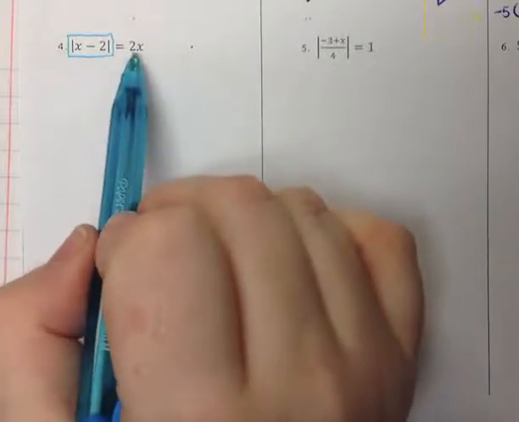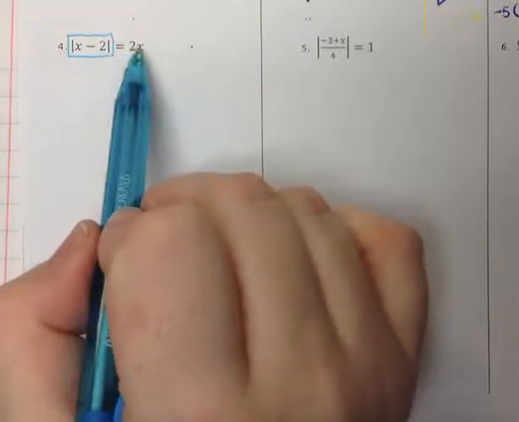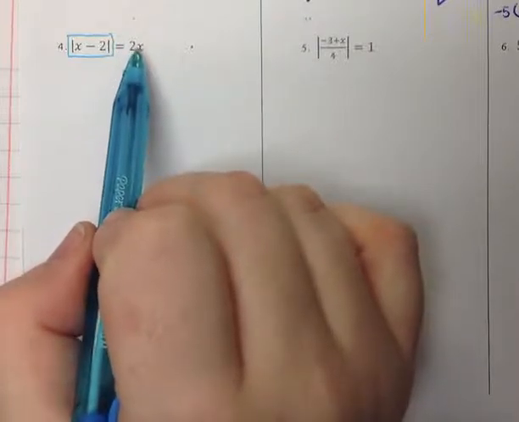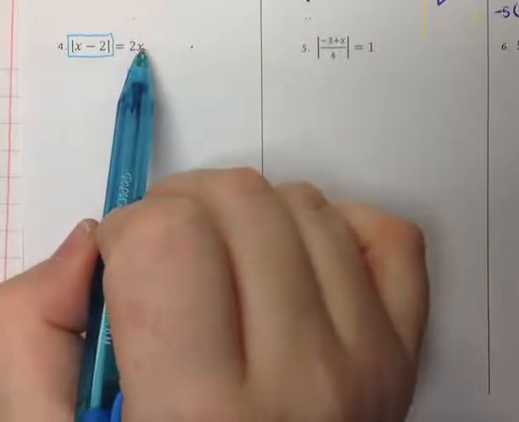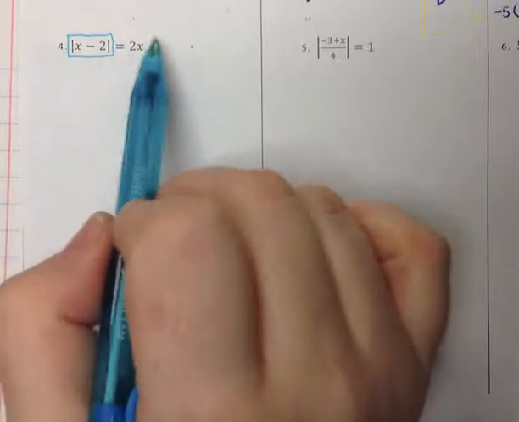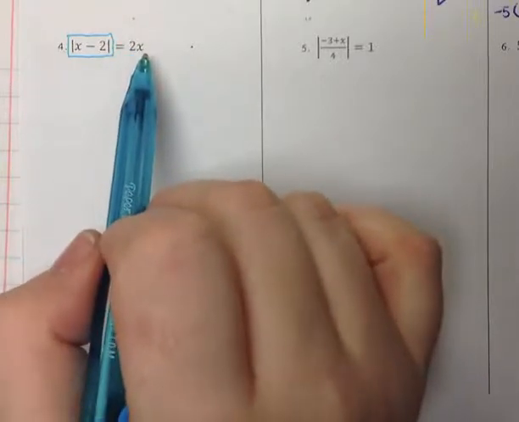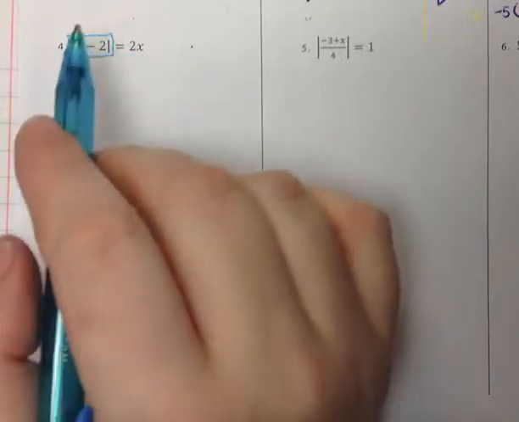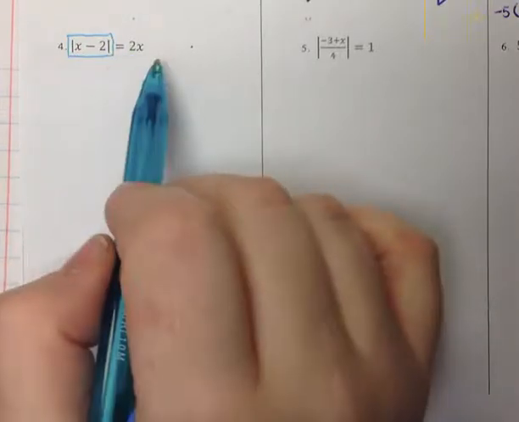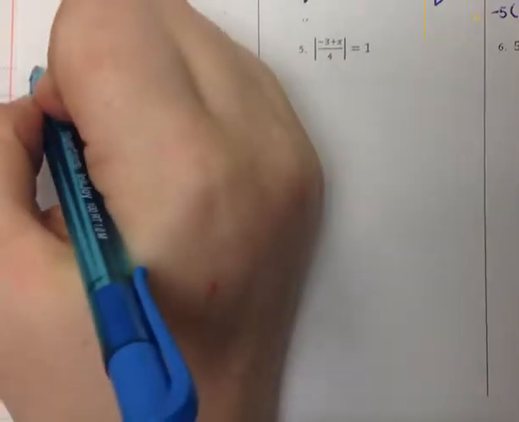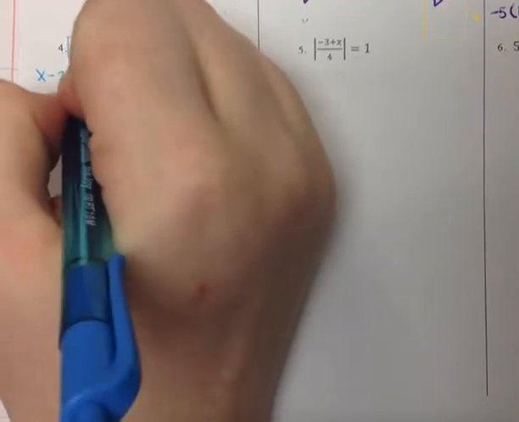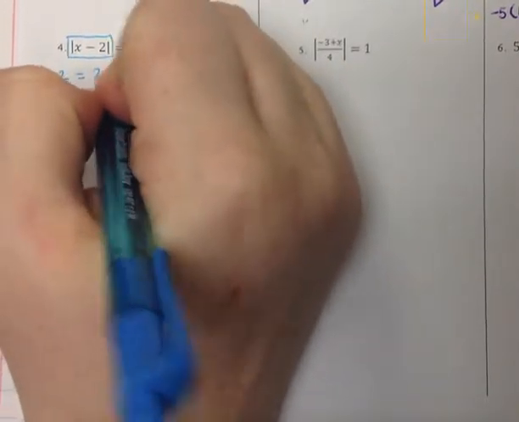This is equal to a positive. It's equal to an expression, so I have to continue because the value of x could be different. I don't know if this will be a positive value or a negative value in the end, so I have to continue. The second step is to write out the equation as it is without the absolute value bars. So I'm going to have x minus 2 is equal to that positive 2x.